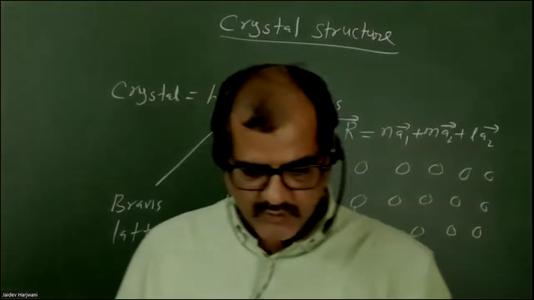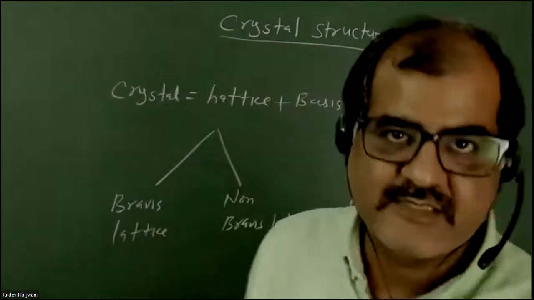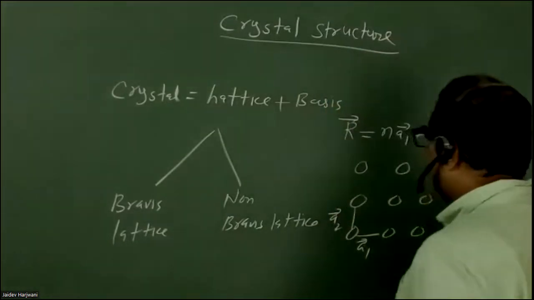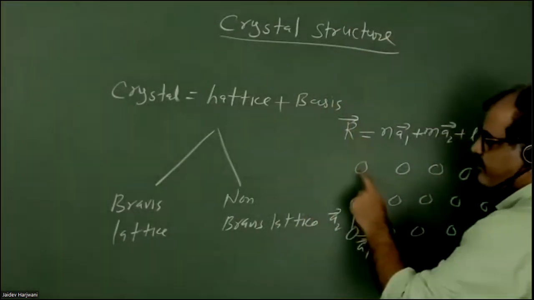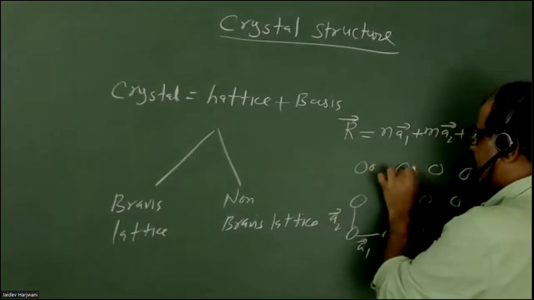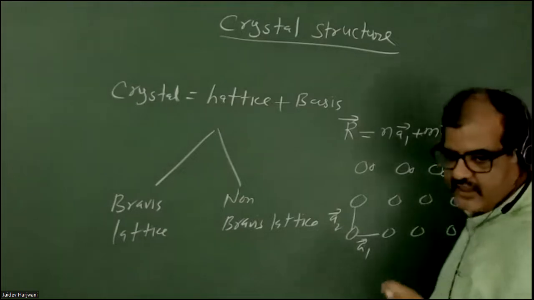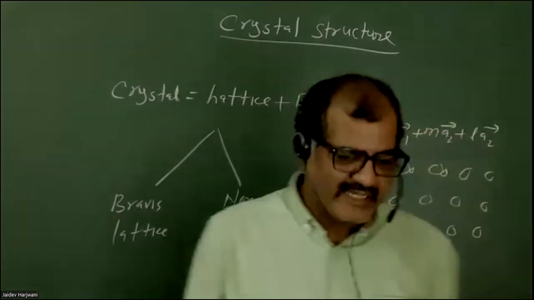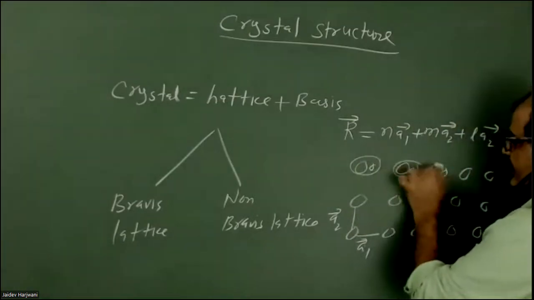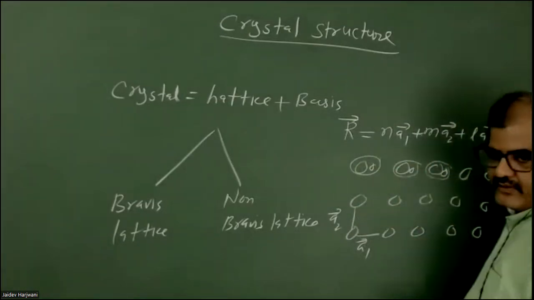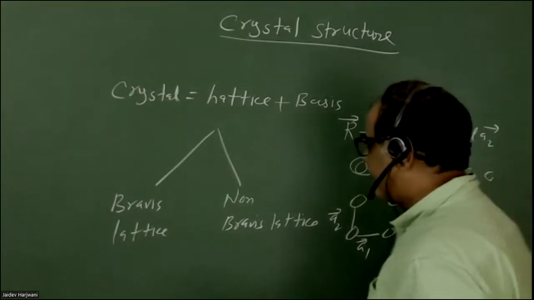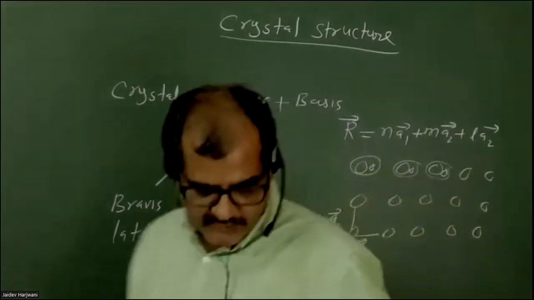And I told you what is non-Bravais lattice. Non-Bravais lattice is a lattice where you have the basis composed of more than one atom. If there are two atoms, then that is not a Bravais lattice, that is a non-Bravais lattice. However, we can combine these two atoms, and we can make this lattice a Bravais lattice. So this thing we have discussed yesterday, and we also discussed a unit cell.